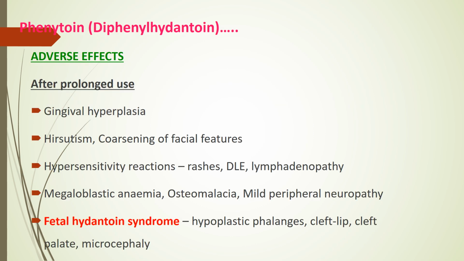Now we shall see the adverse effects of phenytoin, and among these the first are the adverse effects after prolonged use, which include gingival hyperplasia, hirsutism, hypersensitivity reactions, megaloblastic anemia, osteomalacia, mild peripheral neuropathy, and hyperglycemia because it decreases the insulin release. So the use should be cautious in patients with altered glycemic status. And there's a peculiar teratogenic effect produced by this drug, known as fetal hydantoin syndrome. That means when you administer this drug to a pregnant lady, the born baby may have certain characteristics. This syndrome is characterized by hypoplastic phalanges, cleft lip as well as cleft palate, and microcephaly.